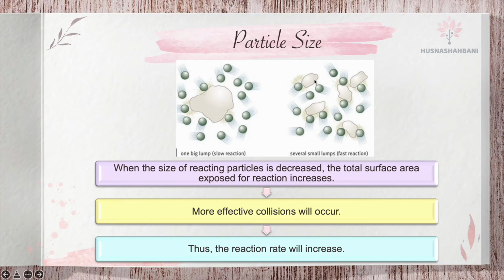So if you can see, the surface area exposed by small lumps is greater than the surface area exposed by one big lump. So when the size of reacting particles is decreased, the total surface area exposed for reaction increases. More effective collisions will occur. Thus, the reaction rate will increase.